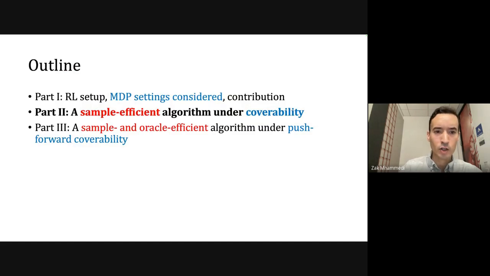So do you guys have any questions so far before I move on to the sample efficient algorithm?